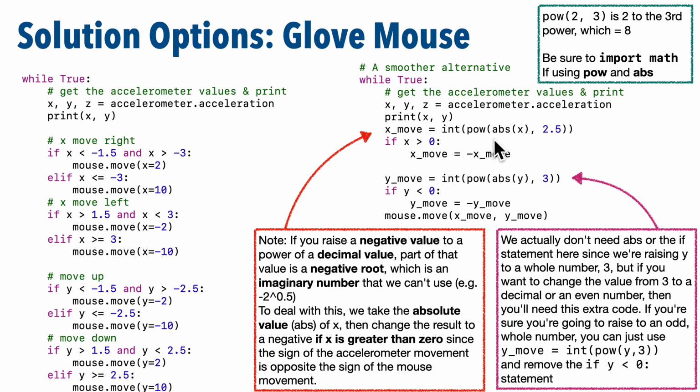We first make sure that any value that we raise is positive. So we use the absolute value to get rid of any negative in front. We get the absolute value with the abs function, and we also get that when we import math. And then we make sure that we set the sign properly. A negative x accelerometer value should give us a positive x mouse value and vice versa, while a negative y accelerometer value should also give us a negative y mouse value. Then we move the x and the y together. It's much smoother, and as an extra bonus, we learned about the math library, and we have less code.